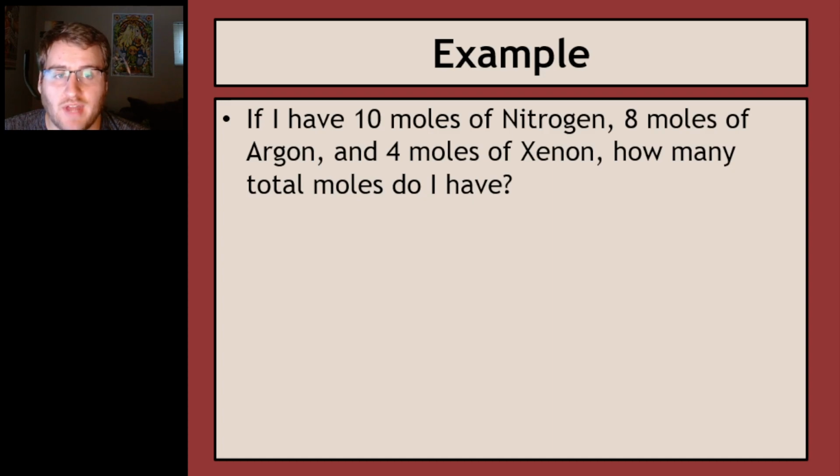I have 10 moles of nitrogen, 8 moles of argon, and 4 moles of xenon. How many total moles do I have? 10 plus 8 plus 4 equals 22. And that's it.